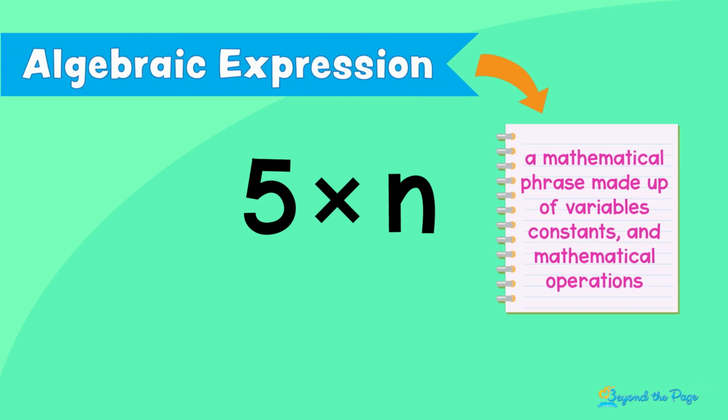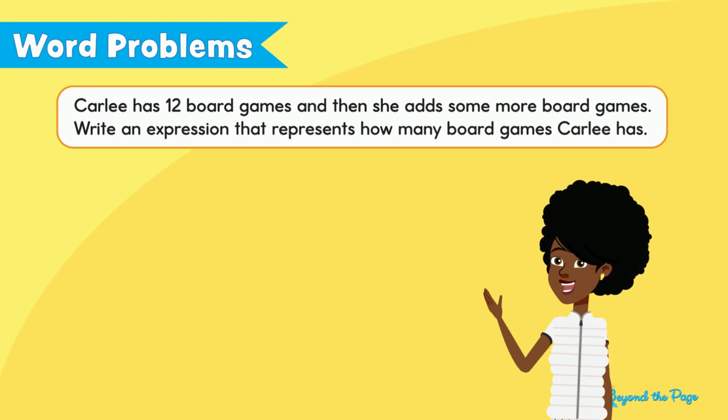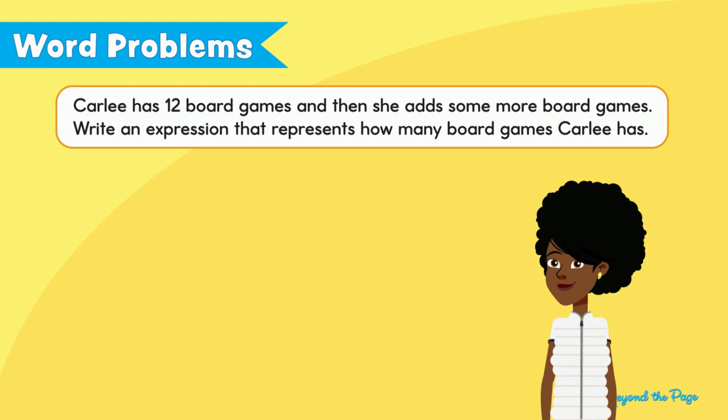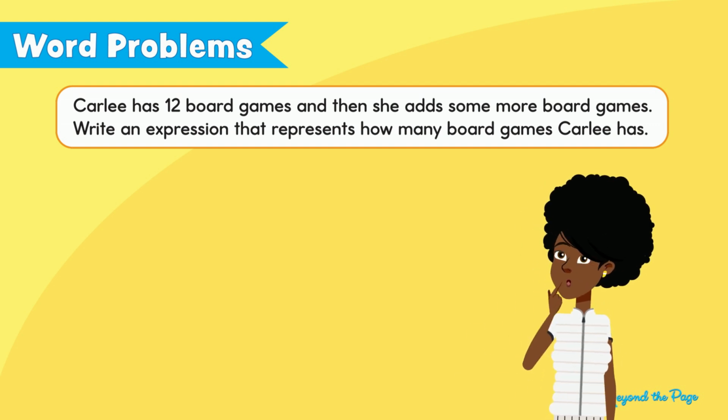An algebraic expression is a mathematical phrase made up of variables, constants, and mathematical operations. An expression does not include an equal sign. Can you identify the constant and the variable in the expression? You can use the statements given in a word problem to write an algebraic expression. Carly has 12 board games, and then she adds some more board games. Write an expression that represents how many board games Carly has.